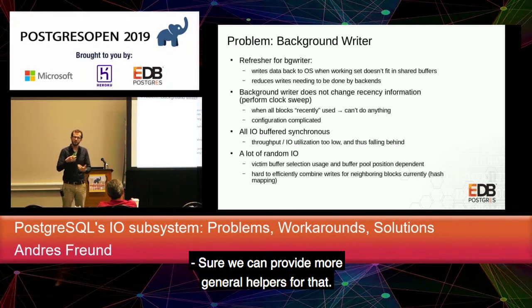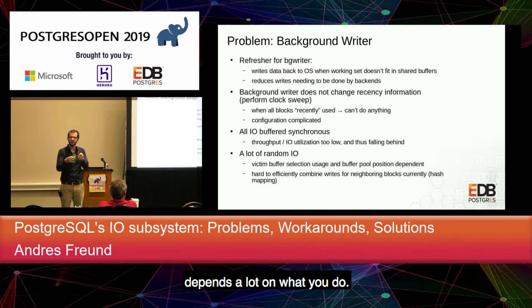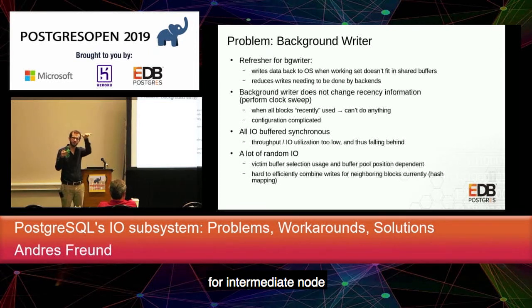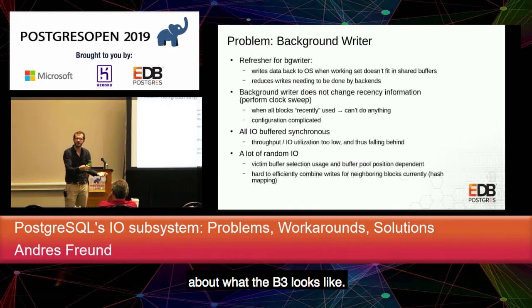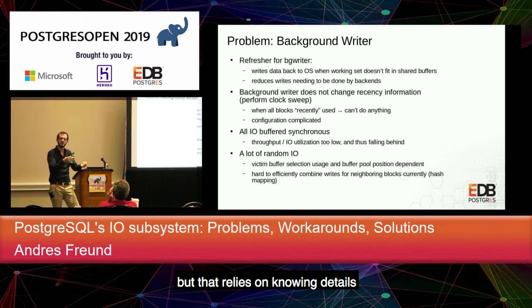Sure, we can provide more general helpers for that, but the solution of how you get to know which blocks to prefetch depends a lot on what you do. Like if you do a B-tree scan, then you can figure out in the B-tree, depending on what your scan keys are, that you need all of the lower level pages for one intermediate node, but that requires knowledge about how the B-tree looks. We already have prefetching for the bitmap heap scan, but that relies on knowing details about how the prefetching works.